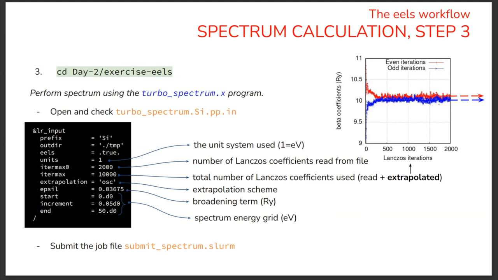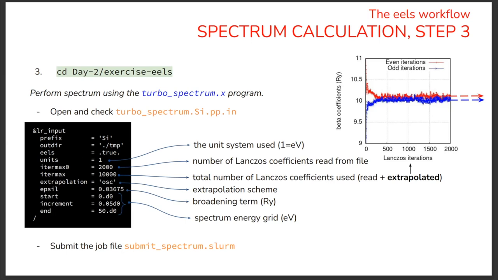In this case, you can extrapolate around the average of these fluctuations, and you can show that the spectrum you obtain is practically the same, if not the same. So to speed up convergence, you can compute your coefficients with turbo Lanczos up to a certain point, and then tell it to extrapolate. How do you tell it to extrapolate? You put extrapolation os, and you put in itermax the total number of iterations you want. So with this setup, the spectrum will be computed using the 2000 real coefficients it computed plus 8000 coefficients that are going to be extrapolated.